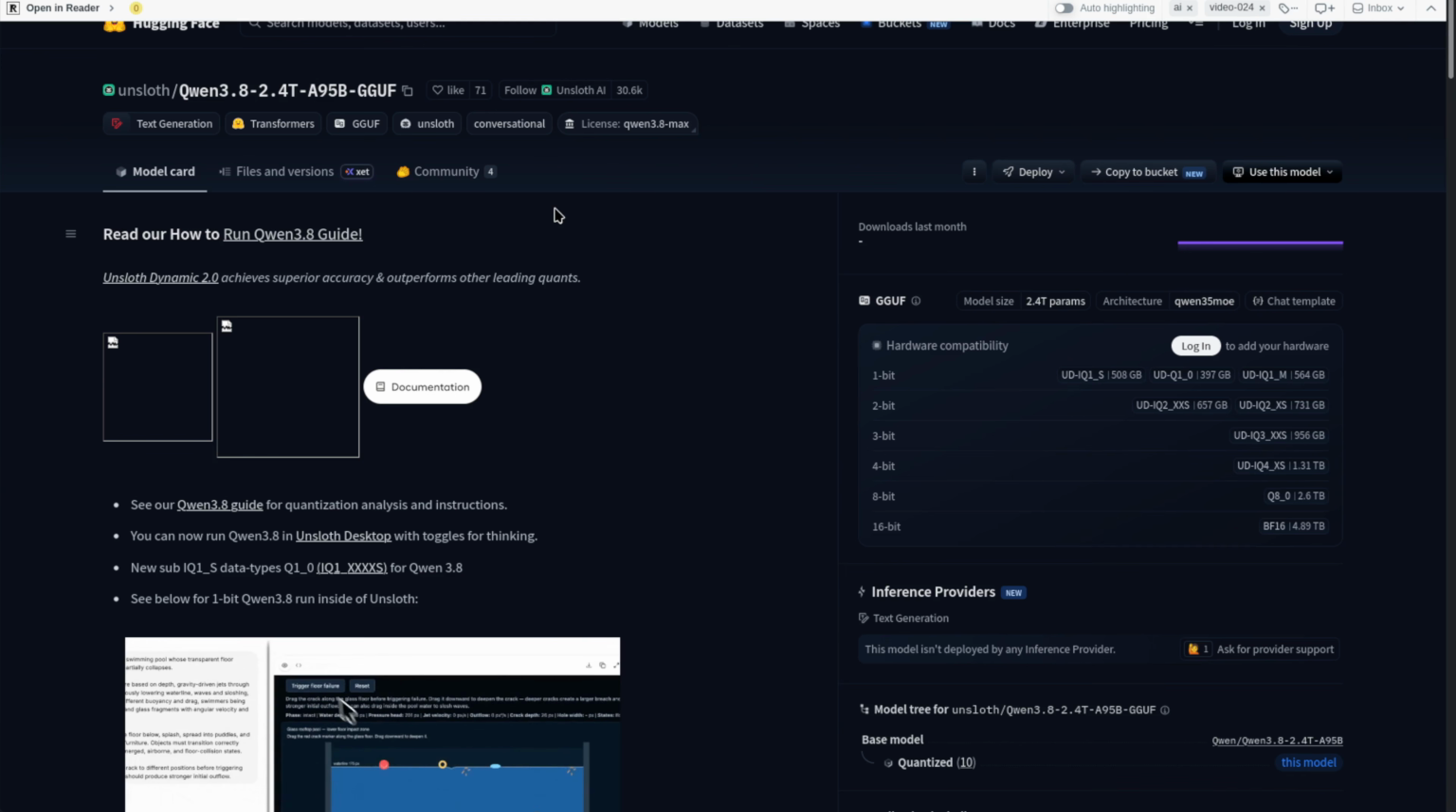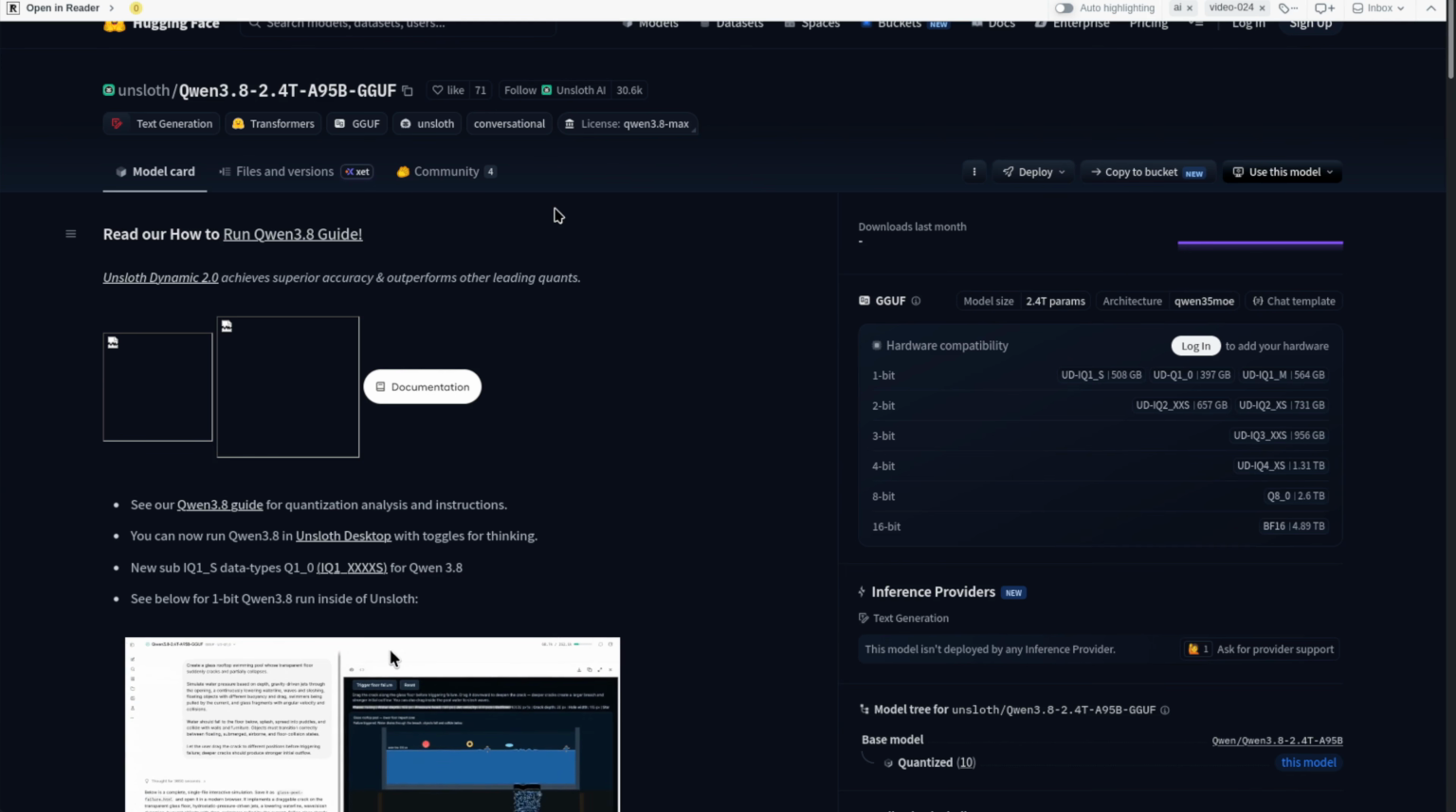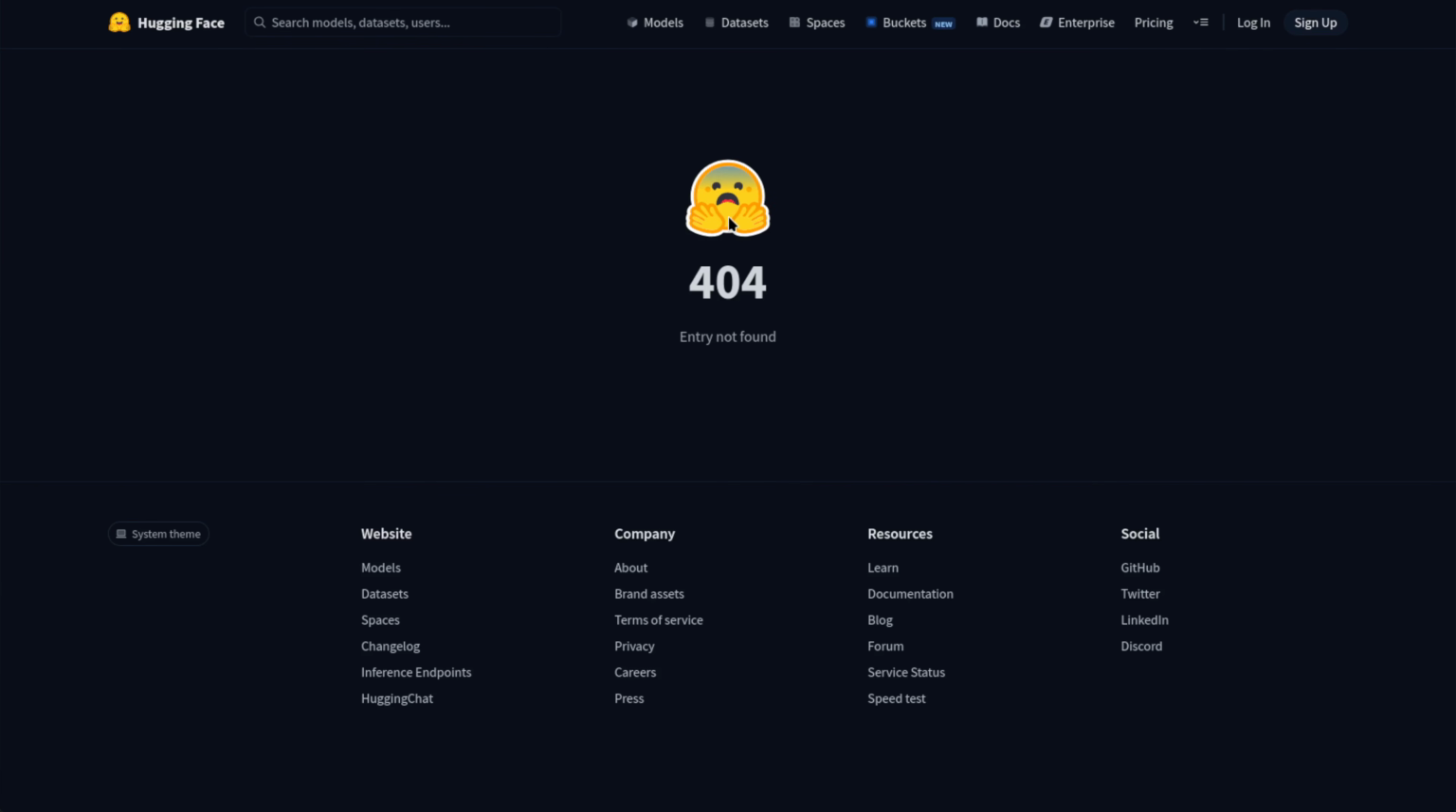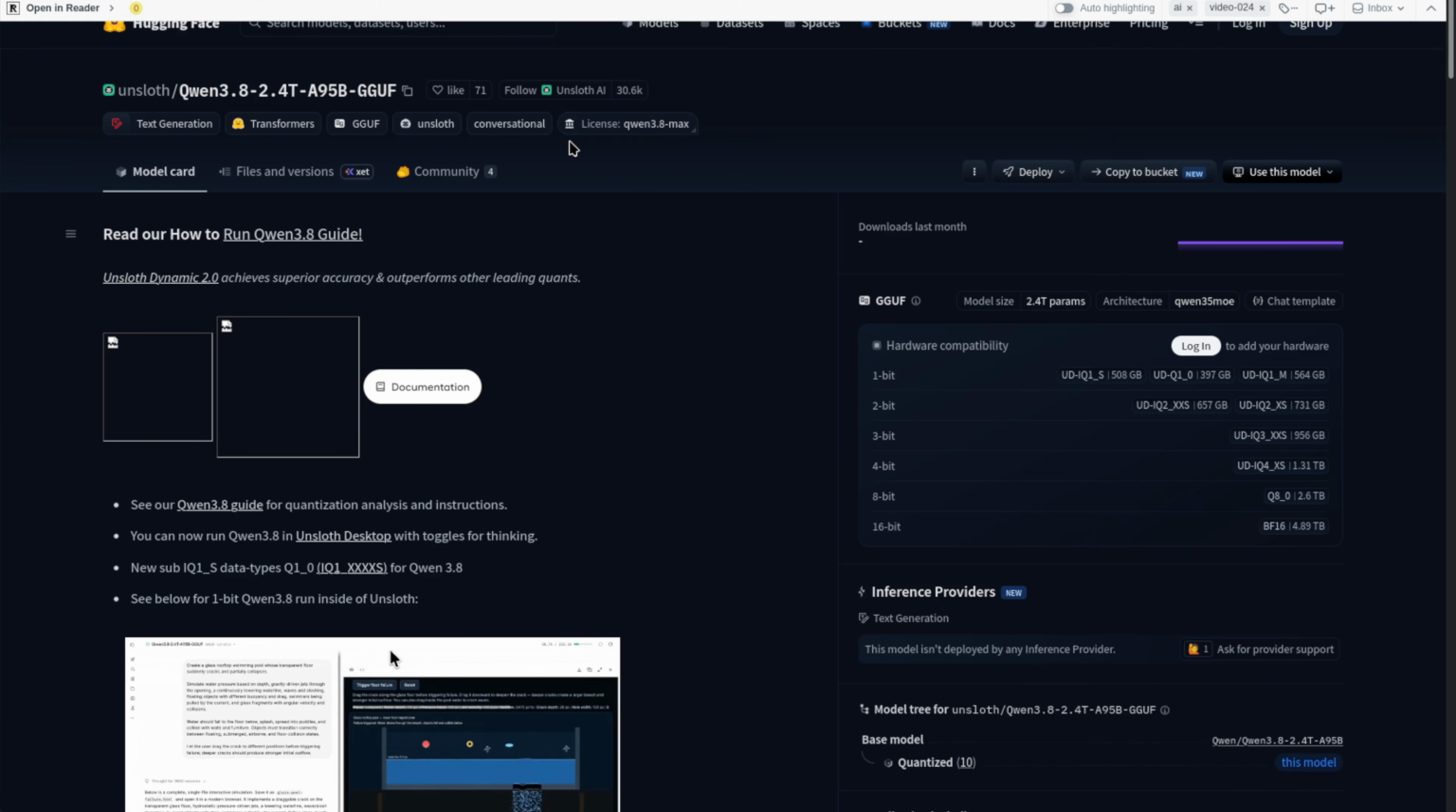The license on this one is also kind of iffy. It's Qwen's own custom license. So you can see that here. So if you are going to host, it's not even showing up. So who knows? If you are going to run this, try to find the license and read it carefully.